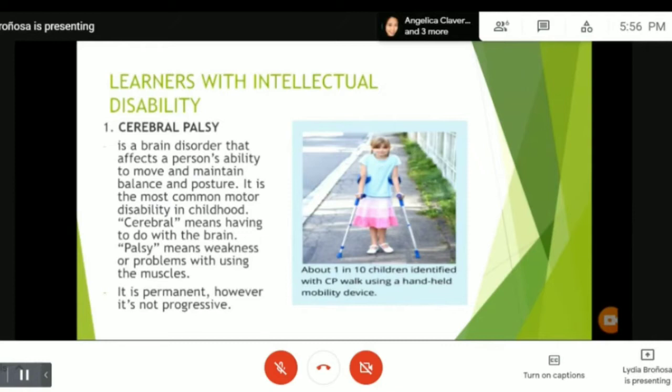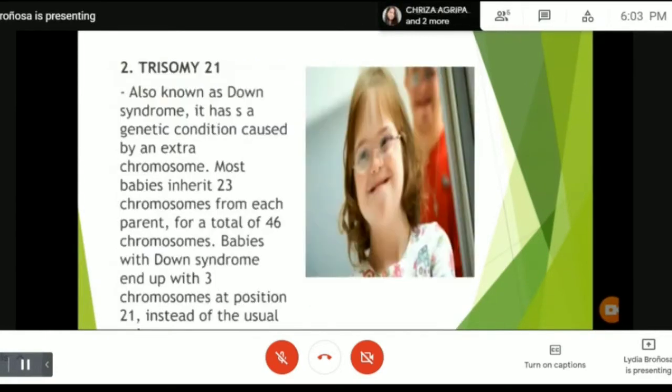Number one is cerebral palsy. What is cerebral palsy? It is a brain disorder that affects a person's ability to move and maintain balance and posture. Trisomy 21. What is trisomy 21? This is also known as Down syndrome. It is a genetic condition caused by extra chromosomes.